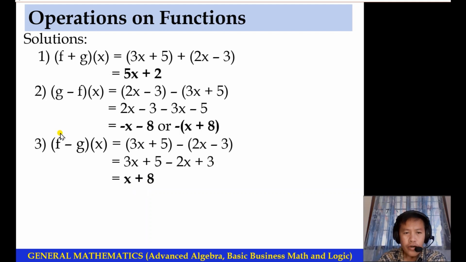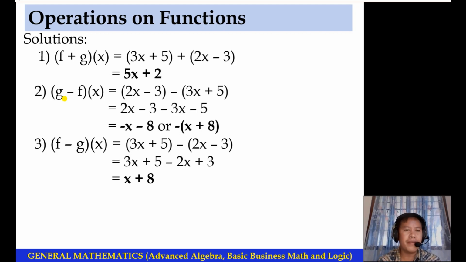Take note, commutativity in subtraction is not applicable. It means that subtraction of functions or real numbers is not commutative. Unlike with the addition of functions, commutativity is applied. It means that 3 plus 2 is equal to 5.